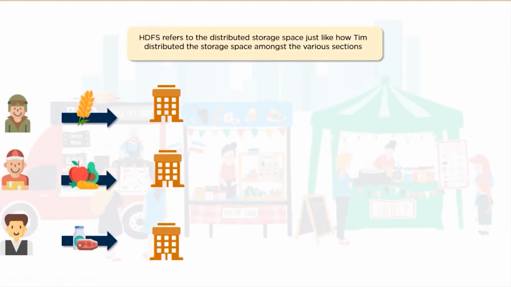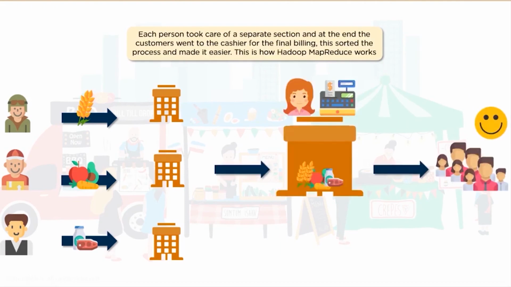Now, what is HDFS? Let's understand this. HDFS stands for Hadoop Distributed File System. So that's a logical storage layer. It's a distributed storage space, just like our example of Tim having distributed the storage space amongst various sections. Each person was taking care of a separate section, and at the end, the customers went to the cashier for the final billing. This sorted the process and made it easier. This is how Hadoop MapReduce works, similarly.